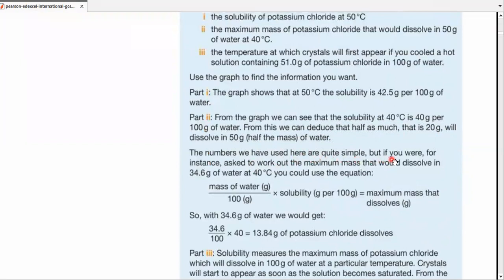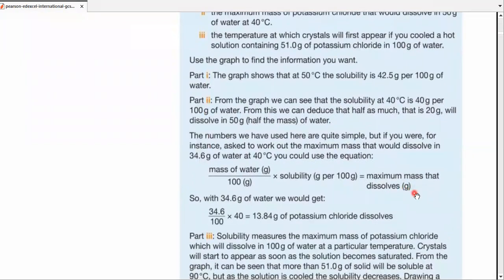The numbers we have used here are quite simple. But if you were, for instance, asked to work out the maximum mass that would dissolve in 34.6 grams of water at 40 degrees centigrade, this is the equation you're going to use. Because with simpler numbers, you can always work them out, but with decimal figures or difficult numbers, you need an equation or a strategy to work with. So it's pretty simple. This is the same formula of solubility that we rearranged in order to work out the maximum mass that dissolves. Because when solubility was here, the maximum mass was here. So the mass of water over the 100 grams of water and its solubility values, and the maximum mass that dissolves comes out on our right-hand side.